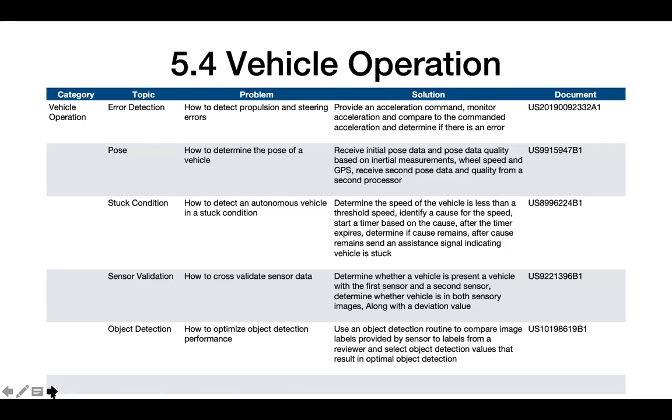Oh, I see. Okay, so that's misworded a little bit there. So cross-validating, one sensor tells you there's a vehicle, the other sensor needs to also tell you there's a vehicle if they're both looking in the same place, or else there's a problem. Okay, I will have to change that.